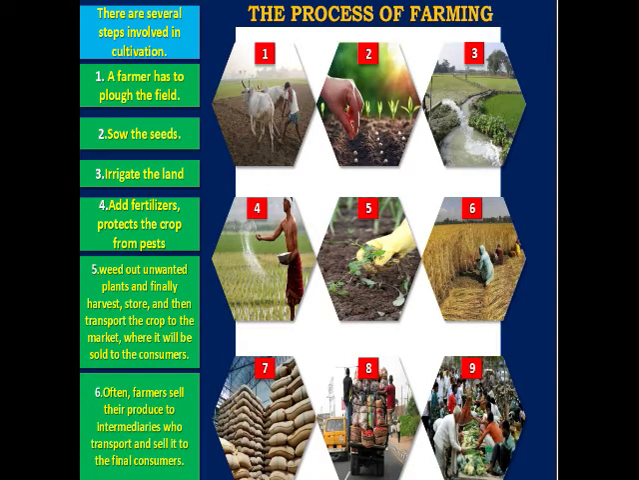And the sixth is that often farmers sell their produce to intermediaries who transport and sell to the final consumers. So there may be 9 steps. First, plough the field; second, sow the seeds; third, irrigate the land; the fourth is add fertilizers for protecting the crops from pests; and the fifth is weed out unwanted plants. The next is harvesting, then packaging and transportation, and then selling to the markets. So these are all the processes of farming.